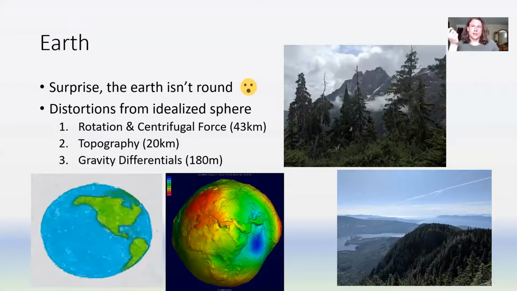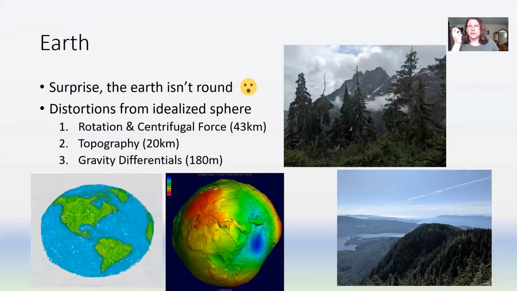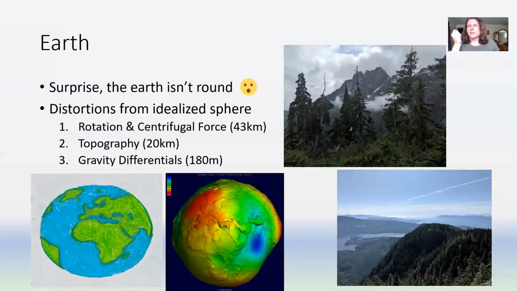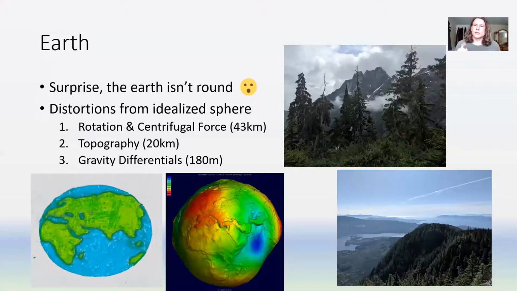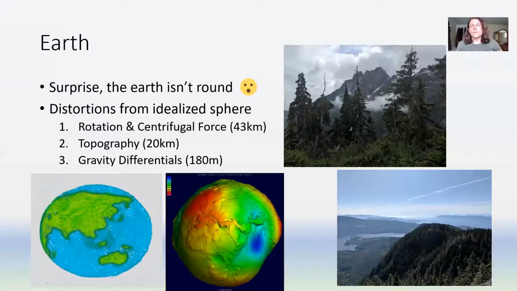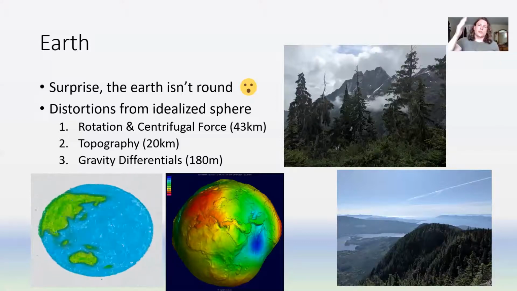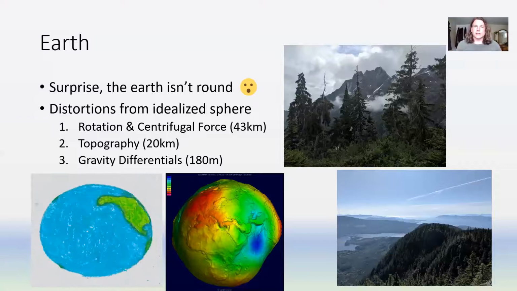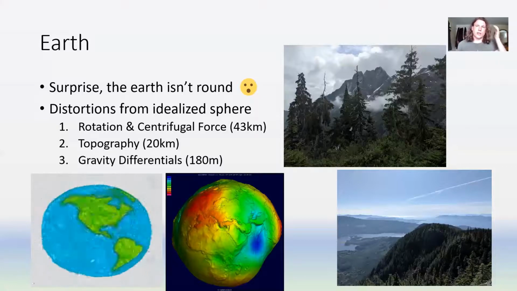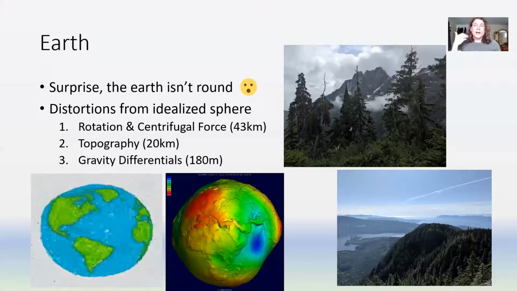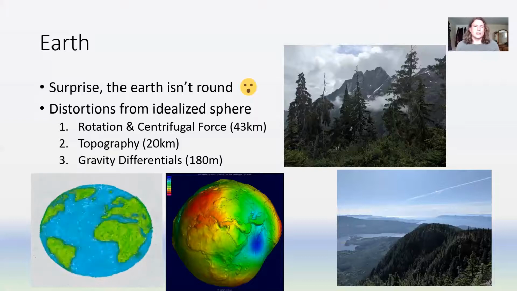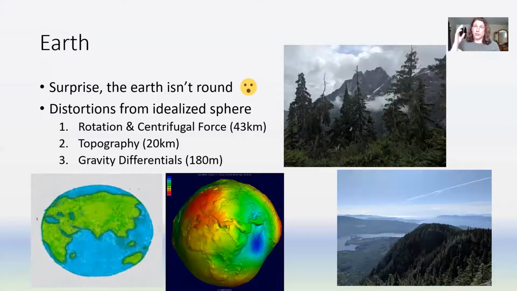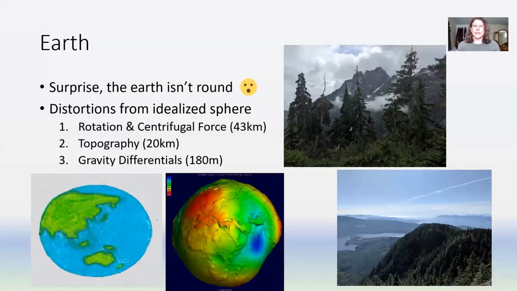So actually, the largest distortion, which we are not consciously aware of as humans just walking around on the planet, the Earth is actually 43 kilometers wider at the equator than it is between the poles, and this is due to the Earth's rotation and centrifugal force stretching it out. Then there's topography, which causes undulations on the Earth's surface, and if you were to take away the oceans, there's about 20 kilometers of difference in elevation between the lowest point, the Marianas Trench, and Mount Everest. And then on top of that, the most recently discovered, there's actually gravity differences due to density differentials inside the Earth's crust, which also causes undulations at a much smaller scale, about 180 meters.